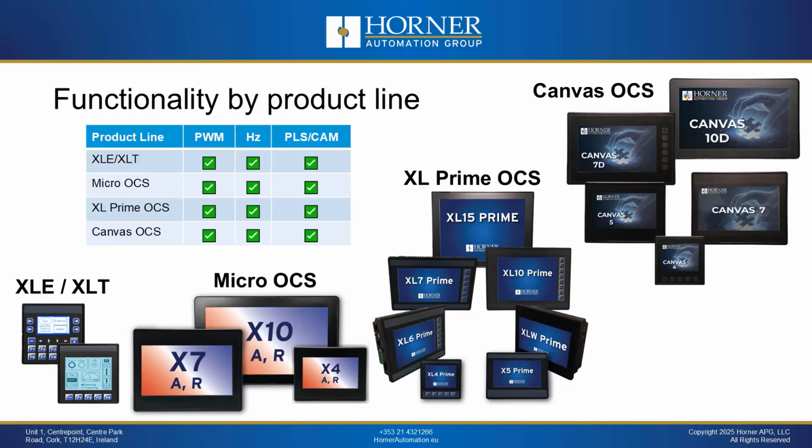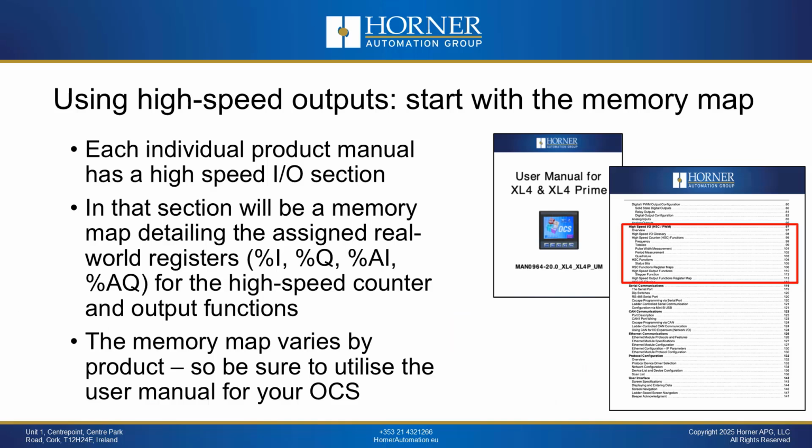Let's talk about functionality on each product line. Now from this chart, it looks like the OCS product lines have precisely the same functionality. Well, they all support the basics of PWM outputs, frequency outputs, and programmable limit switch and CAM type outputs. However, there are some variations from series to series in terms of precisely how that is accomplished. If the functionality is similar by series, but there are some significant differences, then how do you navigate that?